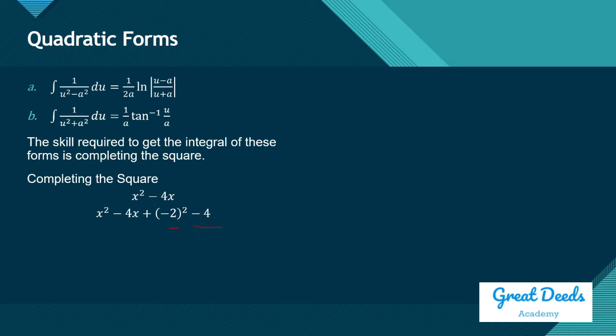If you don't subtract it, you are changing the expression, or you're changing the function. That's the reason why you must add and subtract the same quantity at the same time, so that you are not changing the function you are working on. And so this one can now be written as the square of x minus 2, minus 4. So this expression is now comparable to your function here in the denominator. u is x minus 2, a squared is 4, and so the value of a is 2.